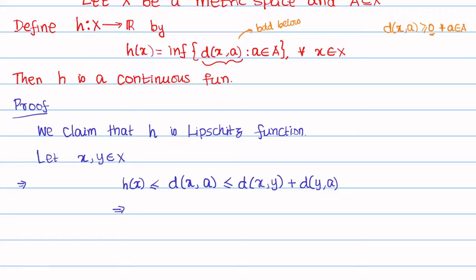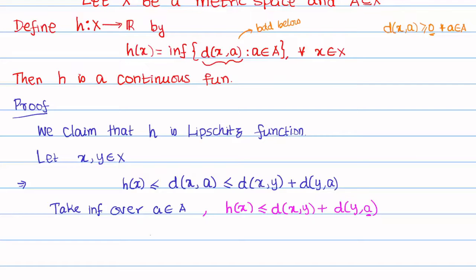So from this, I may write h of x is less than or equal to d of x comma y plus d of y comma a. Let us take the infimum over a belonging to capital A. Finally, what I have written is that h of x is less than or equal to d of x comma y plus d of y comma a. Only in this term is there a small a; none of the other terms has a.